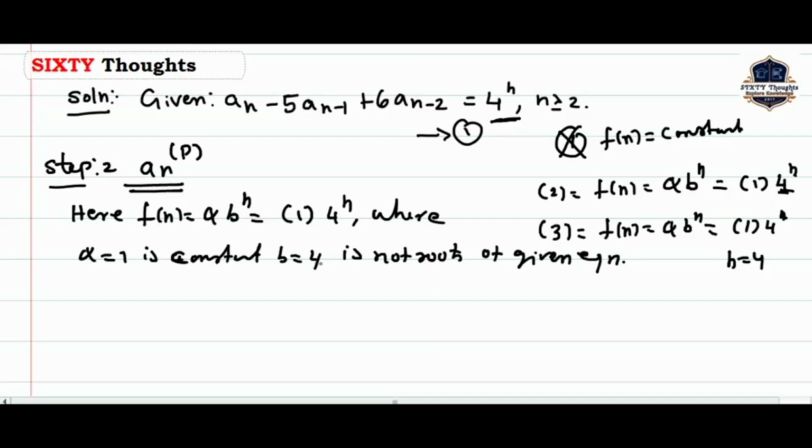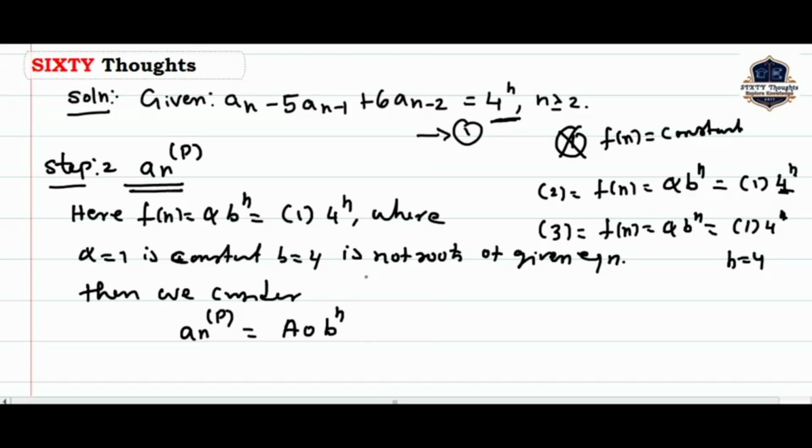So whenever b is not a root of the characteristic equation, we consider the trial solution a n power p equal to A naught into b power n. Suppose b is a root of the characteristic equation, then additionally we consider n power m, where m is the number of times it is repeated.